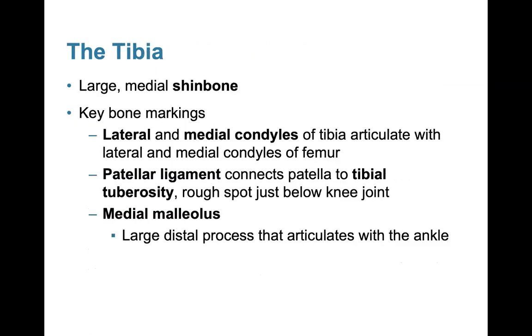The tibia, this is a large medial shin bone. And key markings here, you'll have your condyles, which will articulate with the femur. The patellar ligament, which will connect the patella and the tibial tuberosity. That's actually the rough spot just below the knee joint. And the medial malleolus, which is a large distal process that's going to articulate with the ankle.